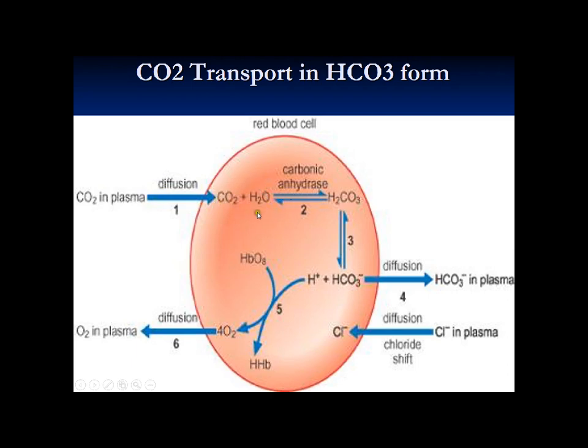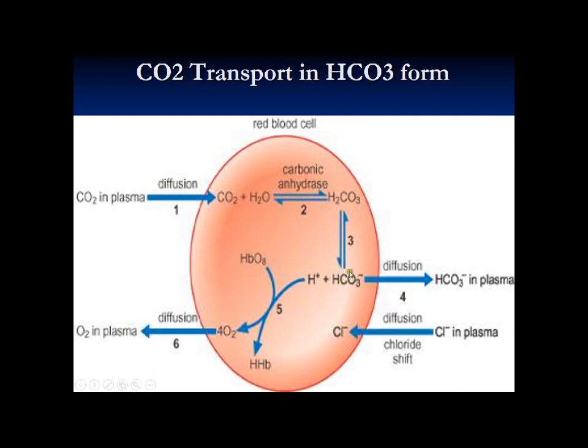Because of the presence of the carbonic anhydrase enzyme, this reaction is increased 5,000-fold. The question arises, why does the carbon dioxide in the plasma not react with the water? It does react with the water, but this is a very, very slow reaction. In the RBC, in the presence of the carbonic anhydrase enzyme, this reaction is greatly accelerated to form carbonic acid. Carbonic acid is an unstable compound. It easily dissociates into bicarbonate and hydrogen ions.